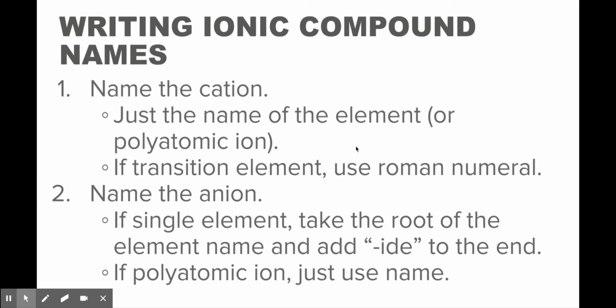Now, if you're dealing with an ionic compound and you want to write a name for an ionic compound, here's what you do. You're going to first name the cation. Remember, cations are the things that form positive charges. And it's very simple. It's just the name of the element. Or if it's a polyatomic ion, meaning an ion made of multiple atoms, you're going to look that up and just use the name of that polyatomic ion.